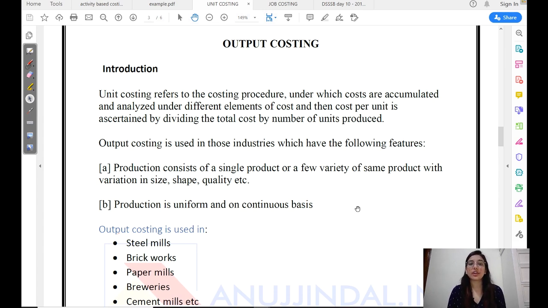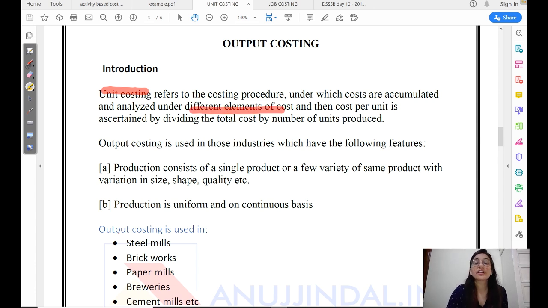In this lecture, we are going to discuss unit costing, job costing, and activity based costing. So let us start with output costing first. Output costing is also known as unit costing. Under this, we accumulate all the cost and then we analyze it under the different elements.